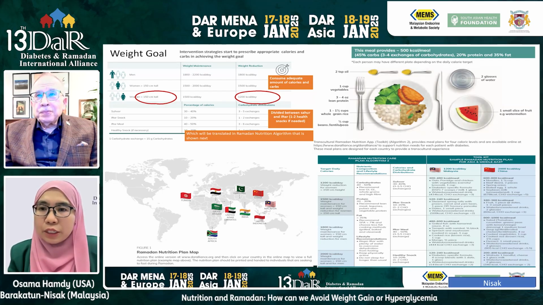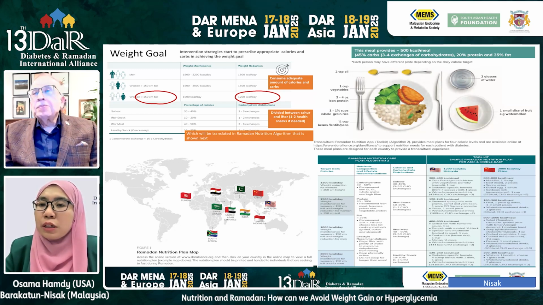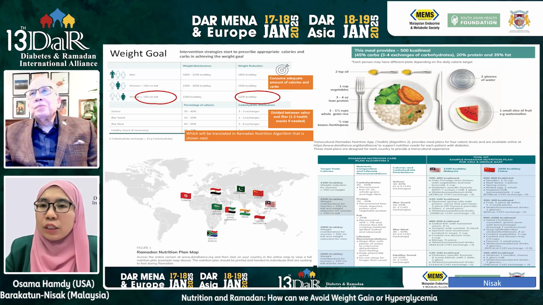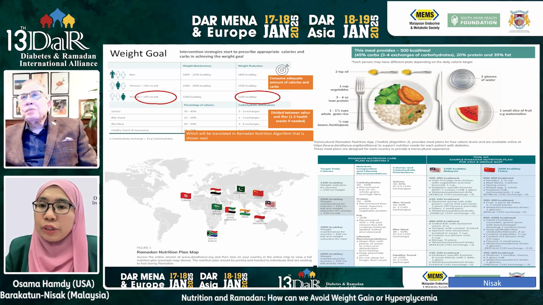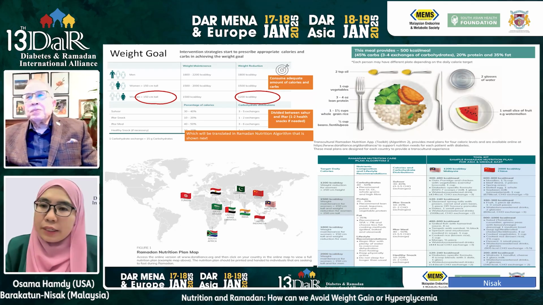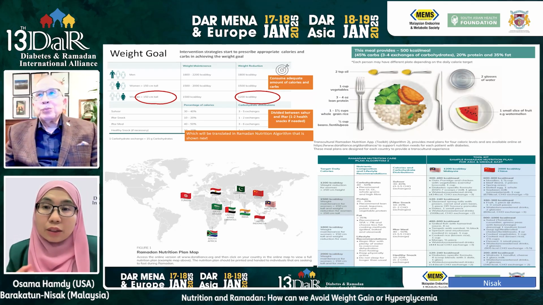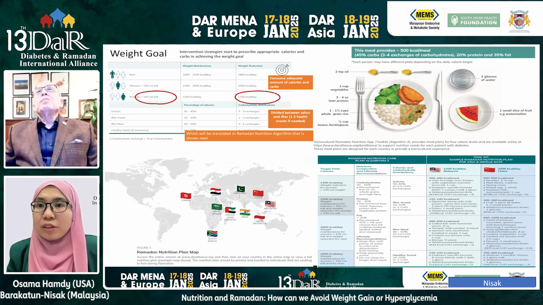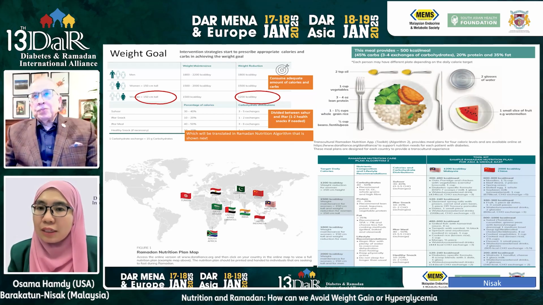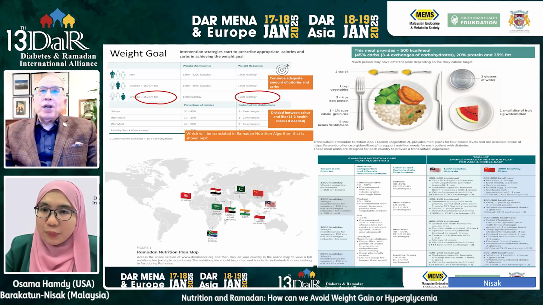Besides, in this Ramadan nutrition plate, we also visualize the need for fruits that are rich in fluid, as well as a sufficient amount of water, to make sure that patients are not dehydrated during Ramadan. So all of this plate is a good translation of the 10 eating tips that Dr. Hamdi has explained earlier. Very good.